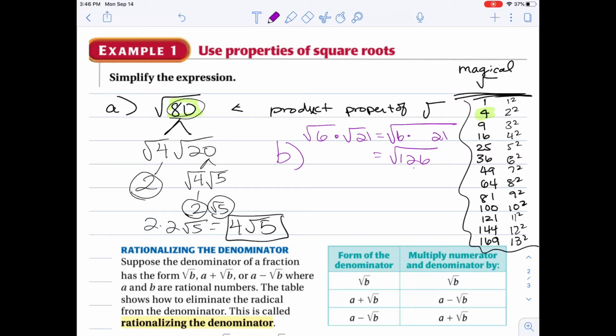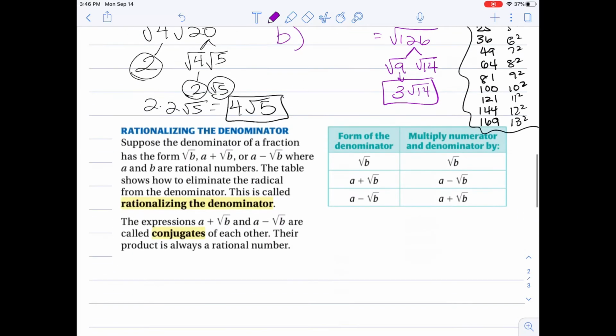And if I pull out a perfect square, I can look at the values. Does 4 go in? No. Does 9 go in? It actually does. The root of 9 times the root of 14 is the root of 126, which 9 just becomes a whole 3, and the root of 14 can't be simplified.